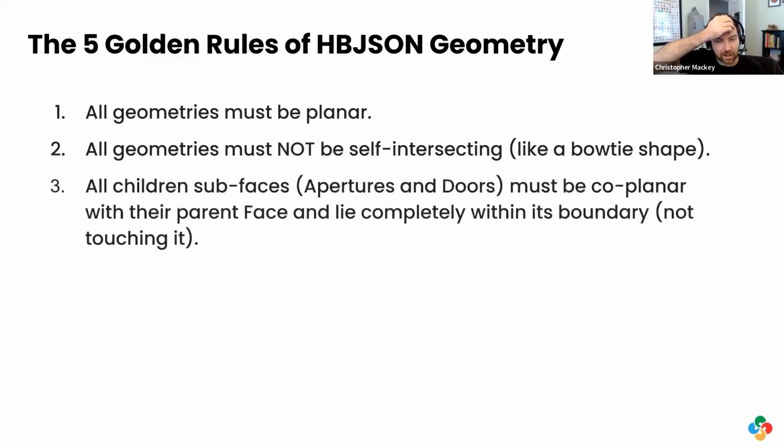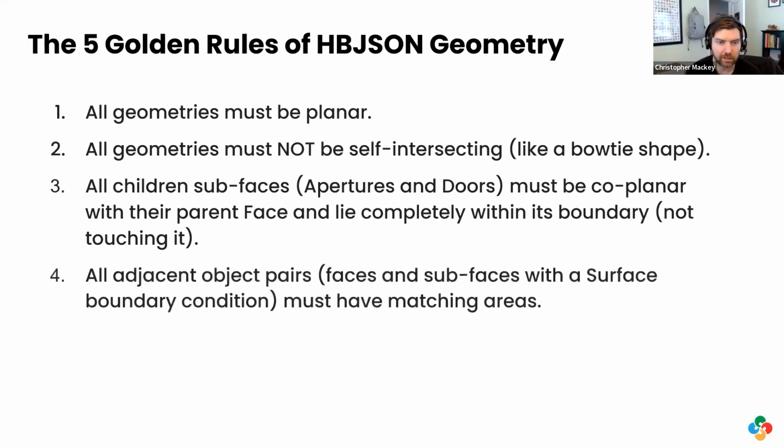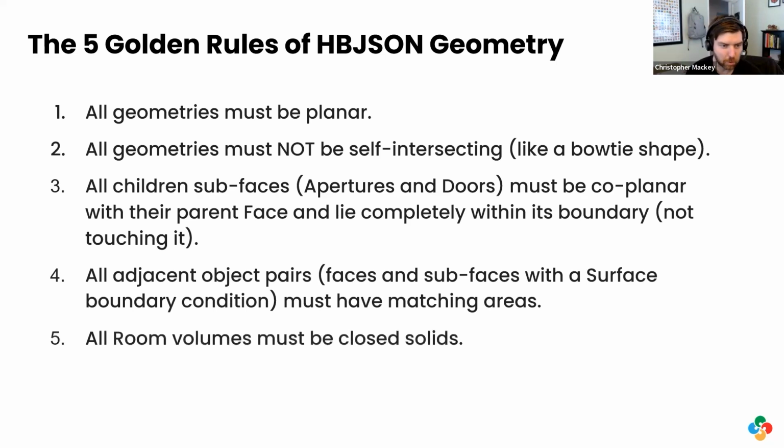The next one is that I think you guys already pointed out, right? The apertures or doors need to be not just coplanar with the parent face, but they have to be completely within the boundary, so not touching the edge of it. So that's something just to keep in mind. The adjacent objects, to have valid solved adjacencies, they need to have matching areas, and the subfaces need to match between those two. And then lastly, as one that you guys already pointed out, all rooms have to be closed solids.